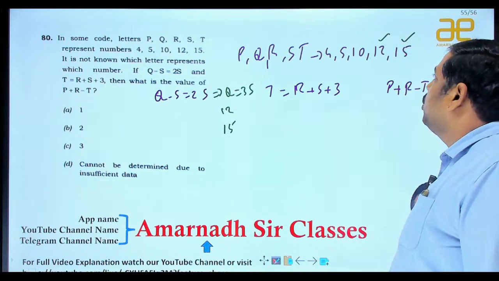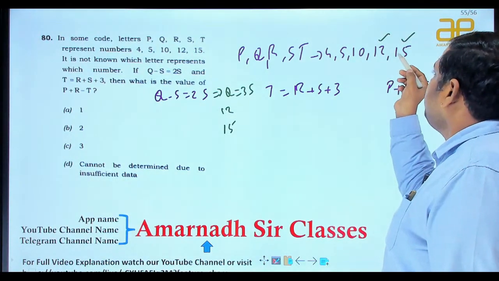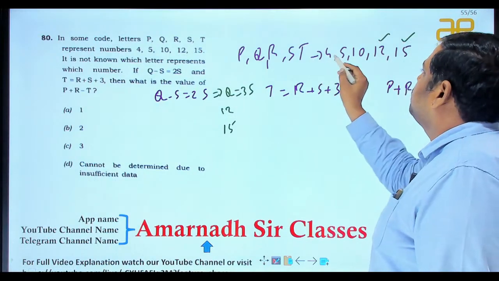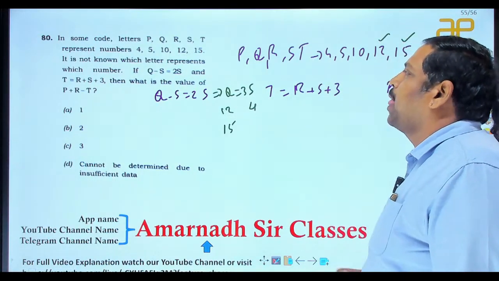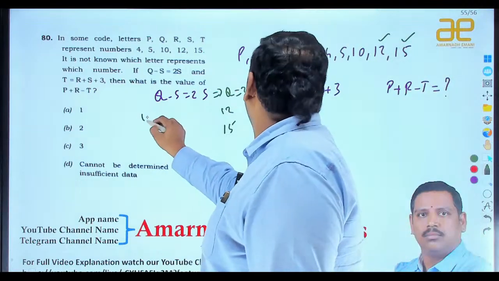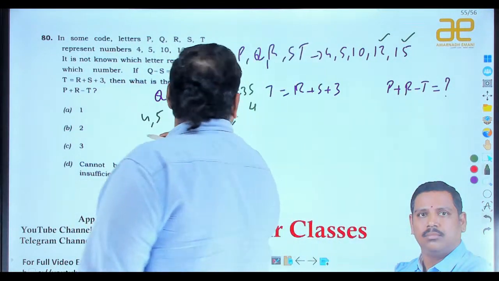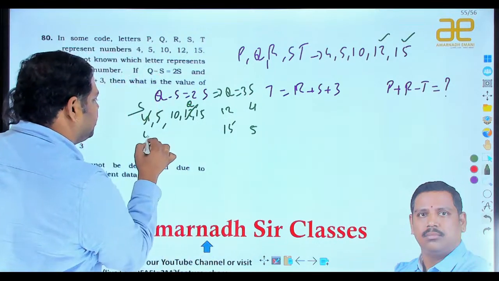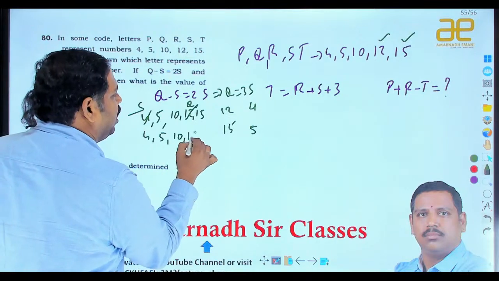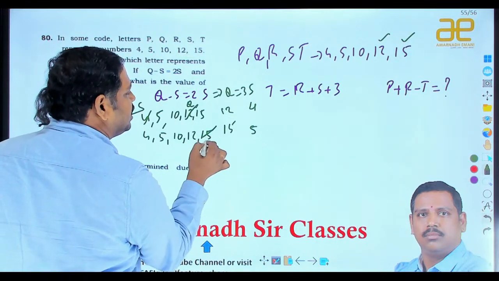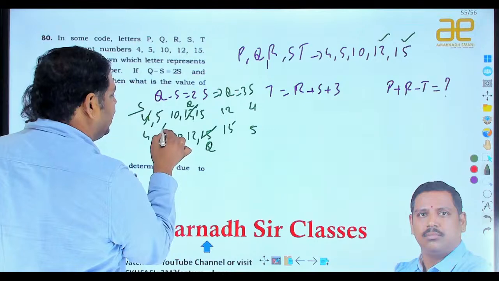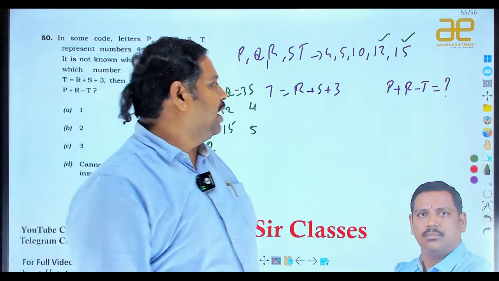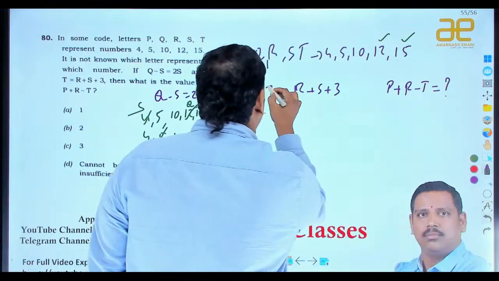If Q is 12, then 3S is 12, so S will be 4. The numbers I'm writing here: 4, 5, and 10. If 3S is 15, S should be 5. Means 4, 5, 10, 12, 15. So this is Q and this is S. Two possibilities I'm verifying. Next, he specified that T is equal to R plus S plus 3.